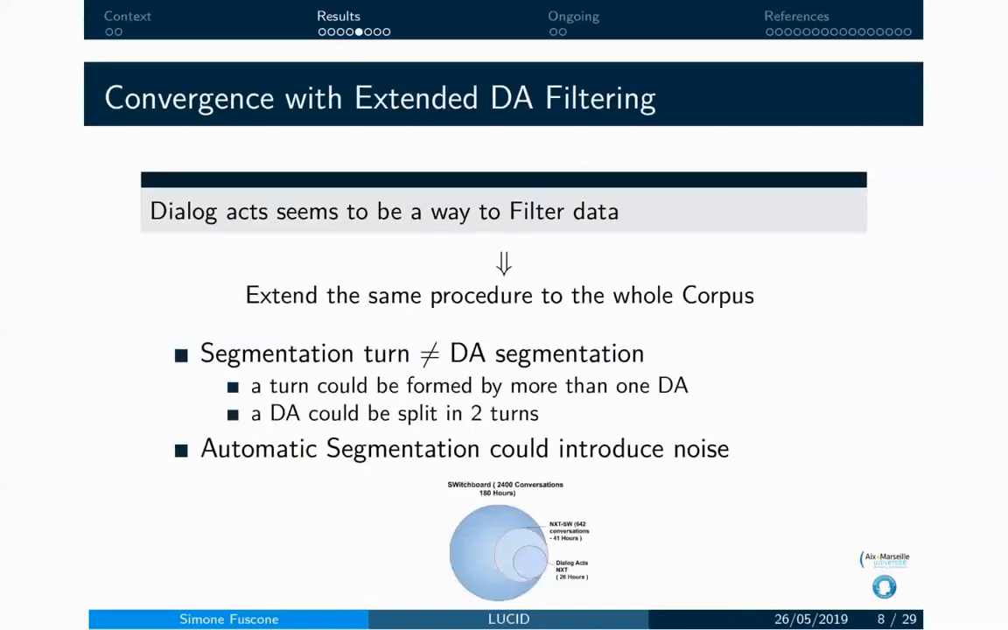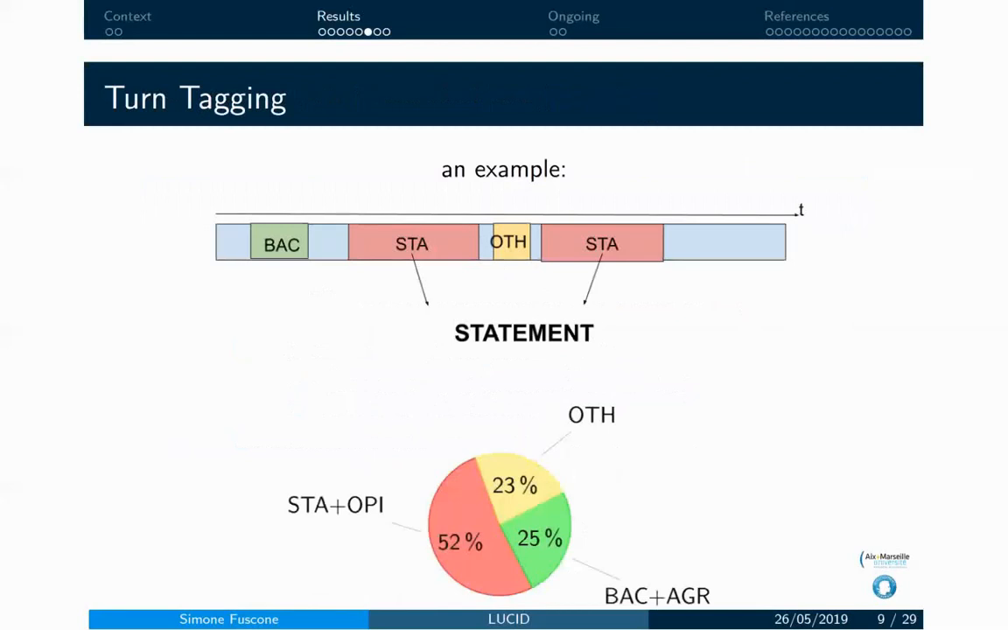In order to expand this work, we introduced a dialogue acts tagger in order to automatically tag the speech activities of the speakers. As the segmentation of the turns provided by Switchboard doesn't match the dialogue act segmentation of the human annotators, we decided to tag the turns produced by the speakers. For example, if we have a turn that is formed by a back channel, a statement, and other dialogue acts, we will say that this is a statement.